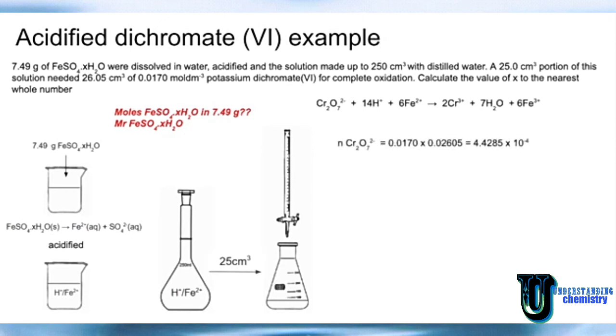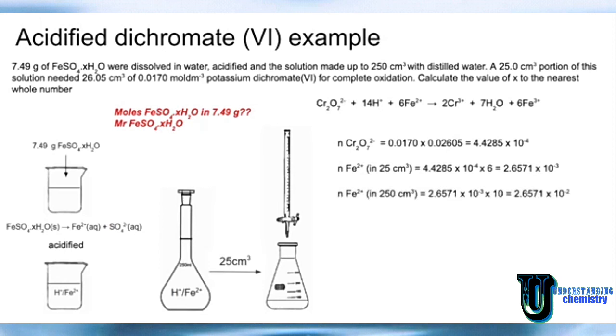So the moles of dichromate(VI) used in the average titre is concentration times volume. The mole ratio now is 1 to 6, so we multiply the moles by 6 to get the Fe2+ in the 25 cm³. Multiply by 10 to scale it up to what was in the 250 cm³. Those moles are the same as those moles, which are the same as those moles. So we've got that many moles of FeSO4.xH2O. So the Mr must be the mass divided by those moles, so we get an Mr of 281.9.